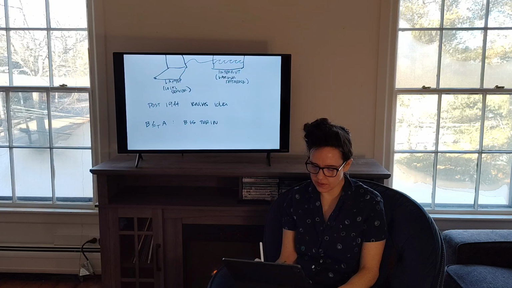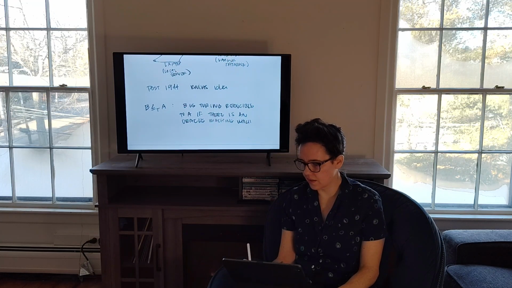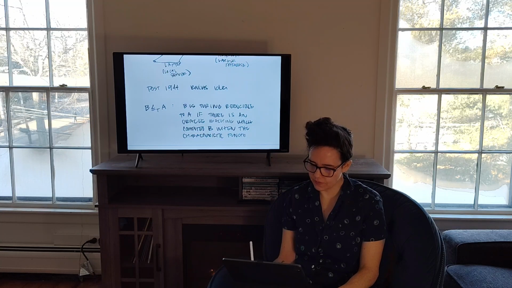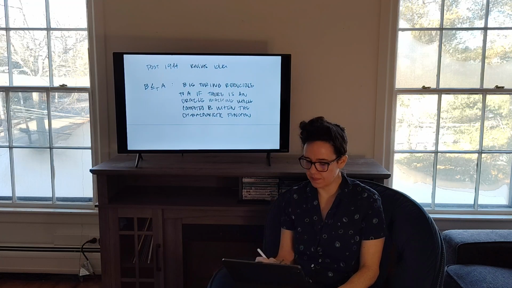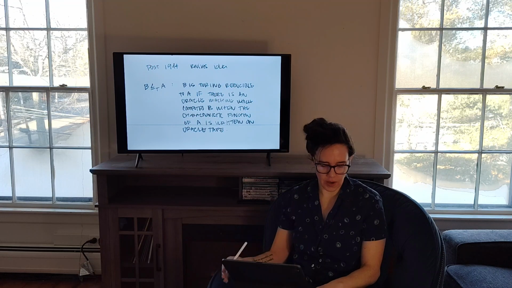B, let's write it down. B is Turing reducible to A if there is an oracle machine which computes B when the characteristic function of A is written on the oracle tape. Okay.